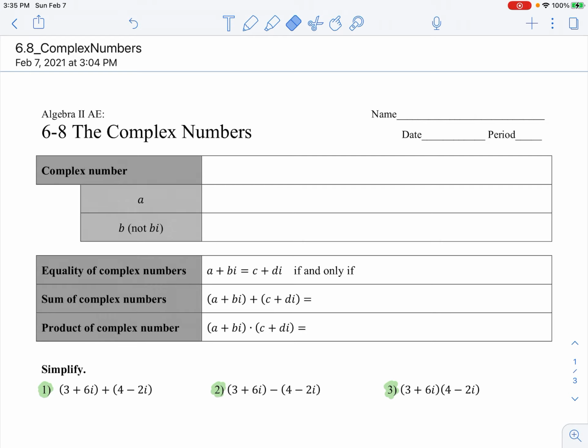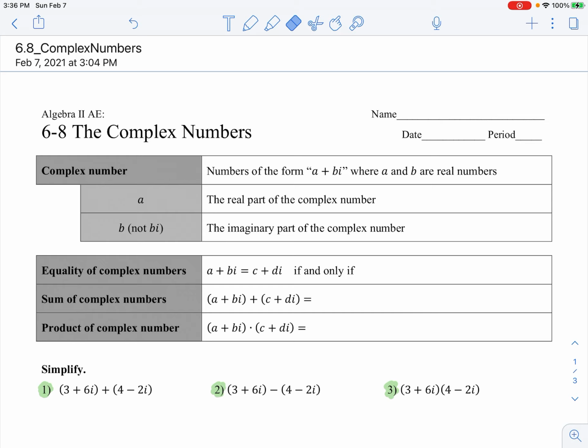All right, so first, complex numbers. What the heck is a complex number? Well, these are numbers in the form a plus bi. A and b are going to be real numbers, and i is our square root of -1. That's our imaginary number. The number a is the real part of our complex number, and b, the coefficient in front of i, is the imaginary part of our complex number.